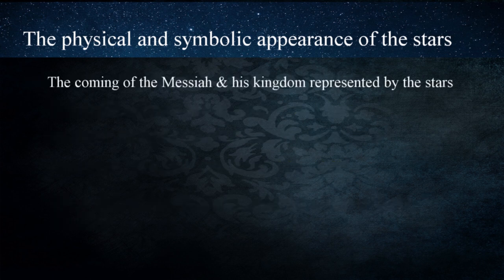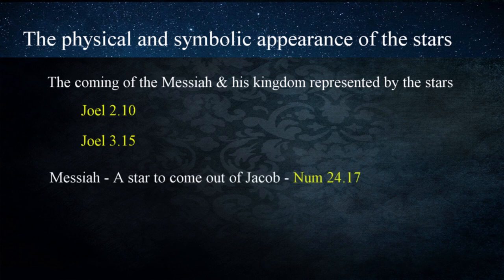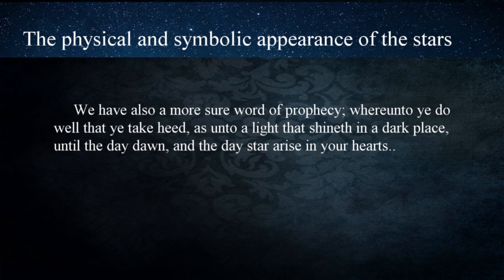Events surrounding the coming of the Messiah and his kingdom are represented by the stars in Joel 2:10 and Joel 3:15. The Messiah was referred to as a star that would come out of Jacob in Numbers 24:17, and the righteousness of Christ in the lives of believers is referred to figuratively by Peter as he cites the transfiguration that he along with James and John witnessed. "We have also a more sure word of prophecy, whereunto you do well that ye take heed, as unto a light that shineth in a dark place, until the day dawn and the day star arise in your hearts," in 2 Peter 1:19.